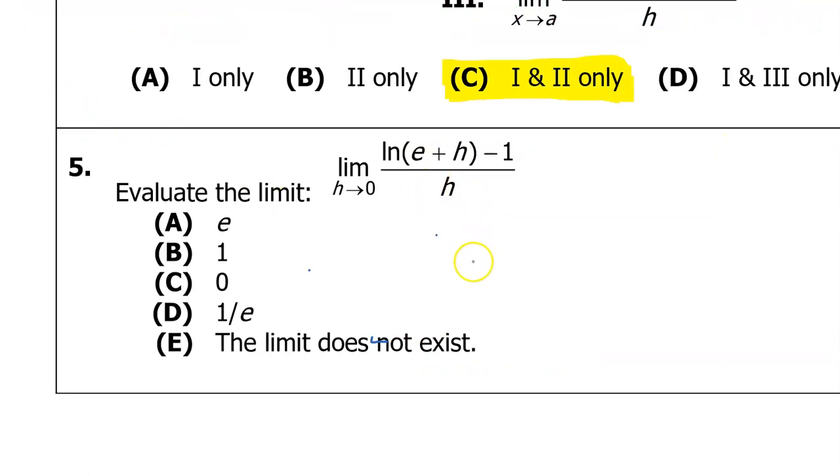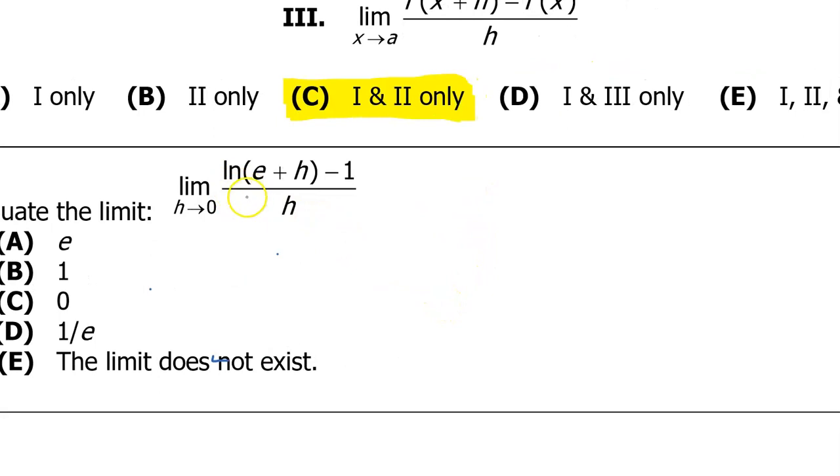Let's do one more. Problem number 5, it looks like we are again shooting for the traditional definition of derivative. And I see a natural log of some stuff. So probably f of x is going to equal the natural log of x. Let's start off with that and see how far we get. For the traditional definition, inside we have to have f at c plus h. So that would suggest that c is e. So I'm going to write that down off to the side as well. Okay, c is equal to e.